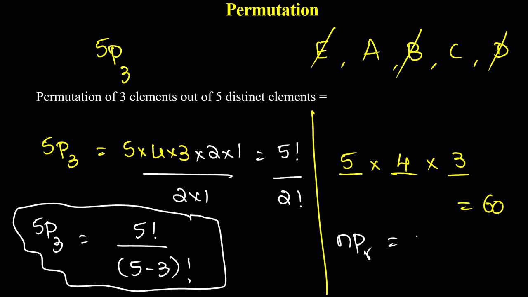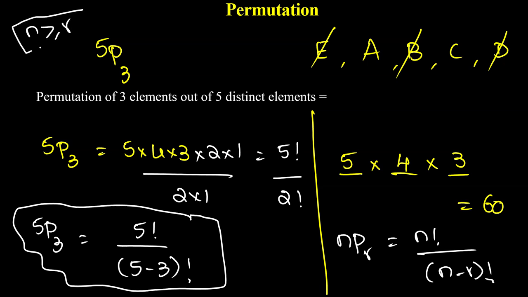What is the nPr formula? nPr is n factorial divided by (n minus r) factorial, provided n is greater than or equal to r. That's basic sense. If I have 10 people, selecting 15 people is not possible. If I have 10 people, I can select a maximum of 10 people only, I cannot select 15. So the total number of people should be more, and this condition, n greater than or equal to r, is required. So this is the formula: nPr equals n factorial divided by (n minus r) factorial.